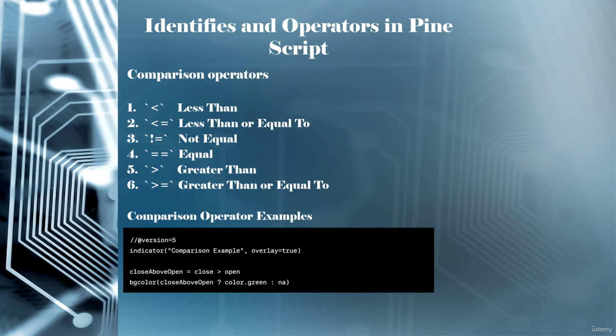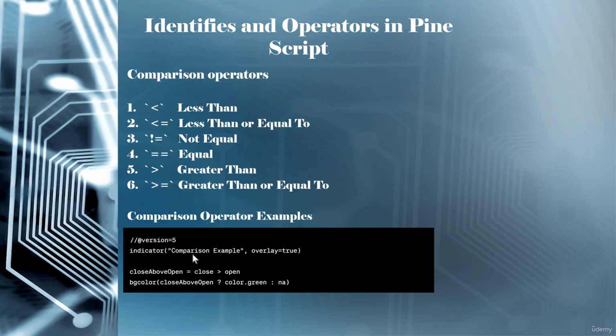Now let's review the comparison operators. Comparison operators help us compare values and make decisions based on the results. PineScript has 6 comparison operators. First, less than. Second, less than or equal to. Third, not equal. Fourth, equal. Fifth, greater than. And sixth, greater than or equal to.